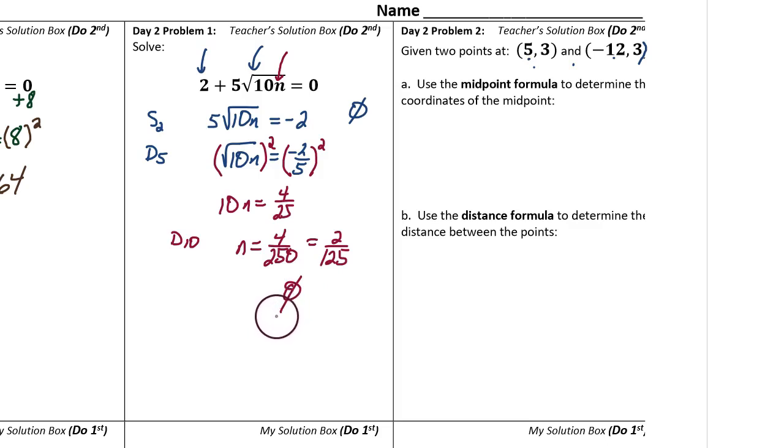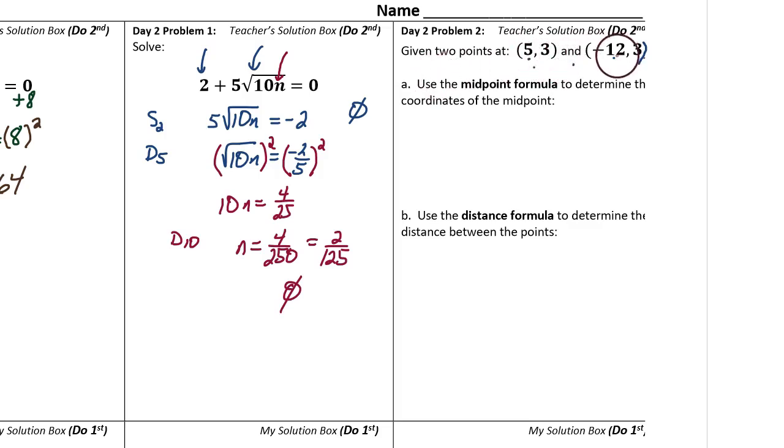But it's a really common error to not check the answer, because students get in the habit of not checking their work. And then in Algebra 2 class, when it finally matters that you check, people aren't in the habit of doing it. Day 2, problem 2.